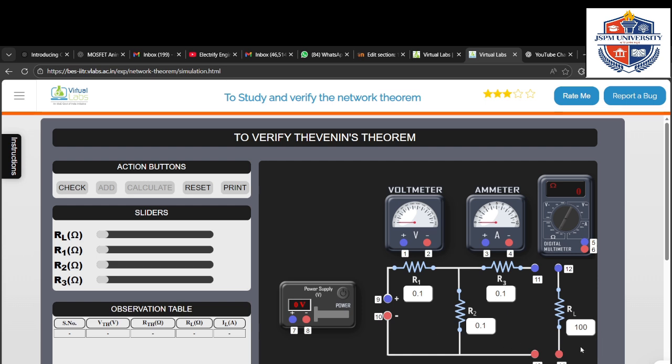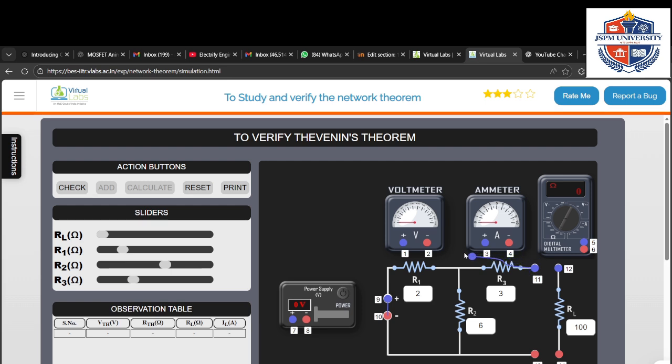Already the load resistance is fixed as 100. Now I am going to fix the resistance R1 as 2 ohm, R2 as 6 ohm, then R3 as 3 ohms. Now what we have to do, we are shorting the voltage source, shorted 9 and 10. There is no current source, so no need to open any current sources.